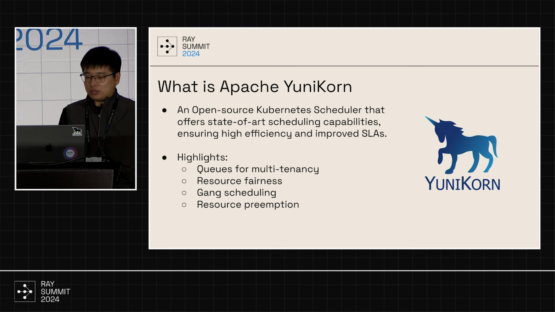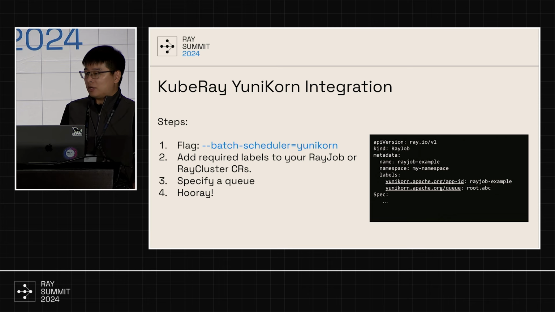As for the KubeRay with YuniKorn integration, the good news is that in the past two months, the YuniKorn community has been working with KubeRay upstream, contributing the YuniKorn integration to upstream, and it will soon be available in the next KubeRay release. With this integration, it's very simple to enable YuniKorn for Ray. You just need to set a flag, batch scheduler, with the name YuniKorn.